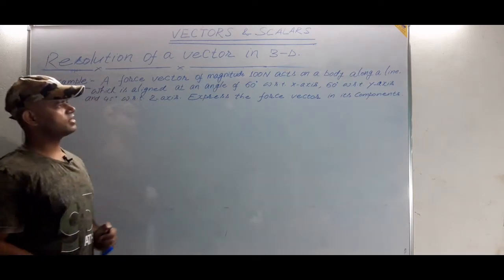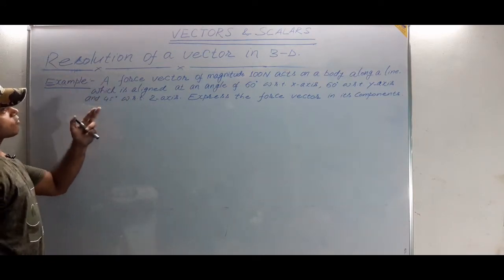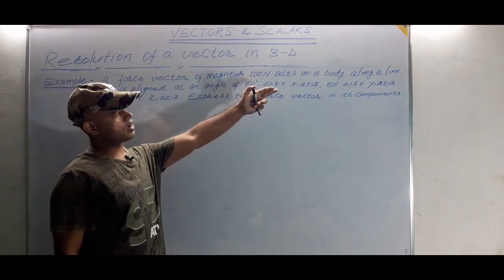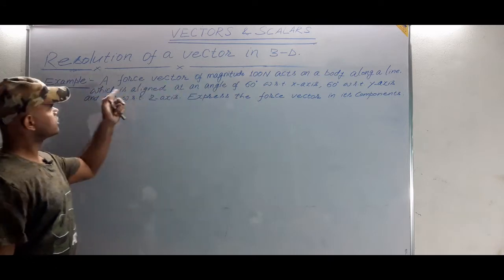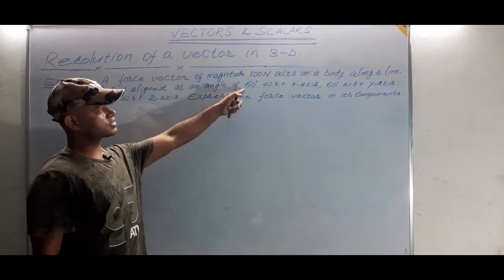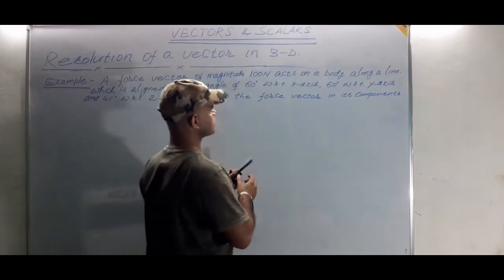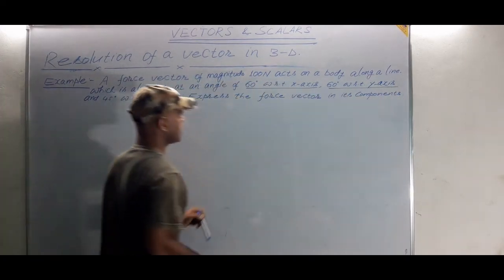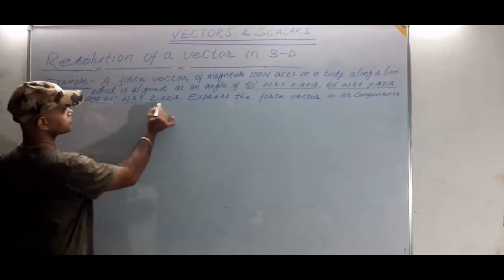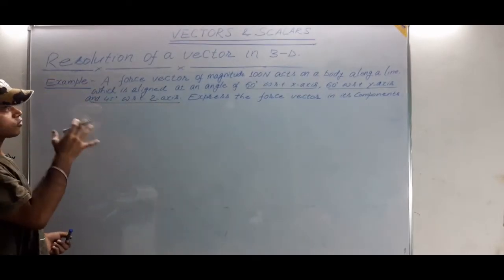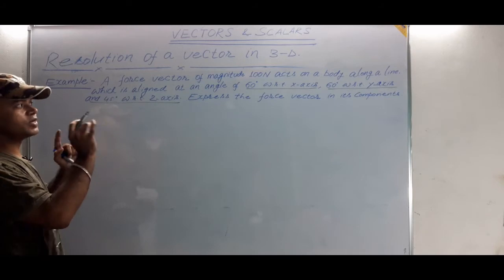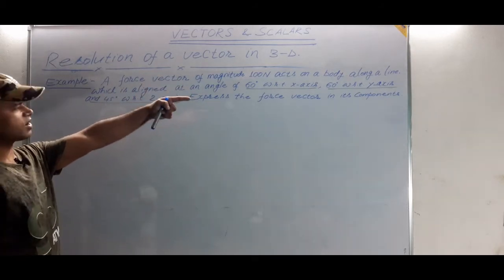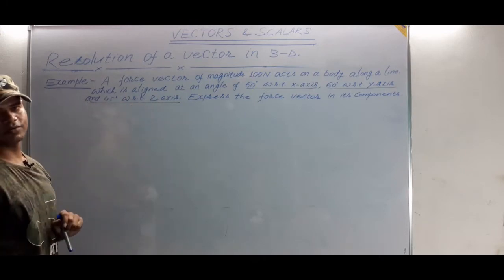Alright, so let's take an example. A force vector of magnitude 100 Newton acts on a body along a line which is aligned at an angle of 60 degree with respect to the x-axis, 60 degree with respect to the y-axis and 45 degree with respect to the z-axis. So the force vector acts along this line which is aligned at an angle of 60 degree with respect to the x-axis, 60 degree with respect to the y-axis and 45 degree with respect to the z-axis.